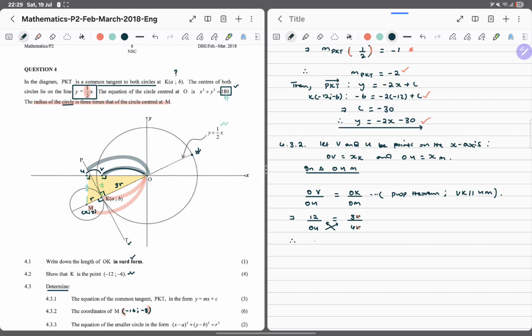So at this point, I'm just going to run for the conclusion. Therefore, this implies that OU, when we isolate, is going to be 4 times 12, which is 48, divided by 3, that's 16. Now, if this is the case, it concludes that the x-coordinate at M is minus 16. Remember, it's on the negative x-axis. So we have one up our sleeve. Nice and easy. Okay, so we just had to be creative and to see things for what they are.